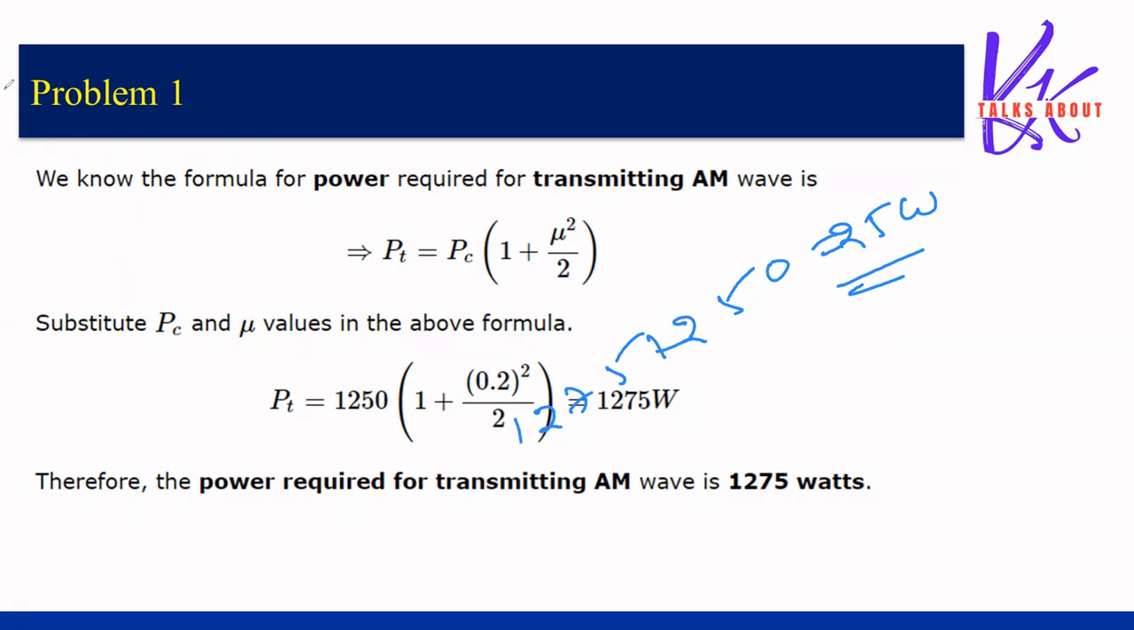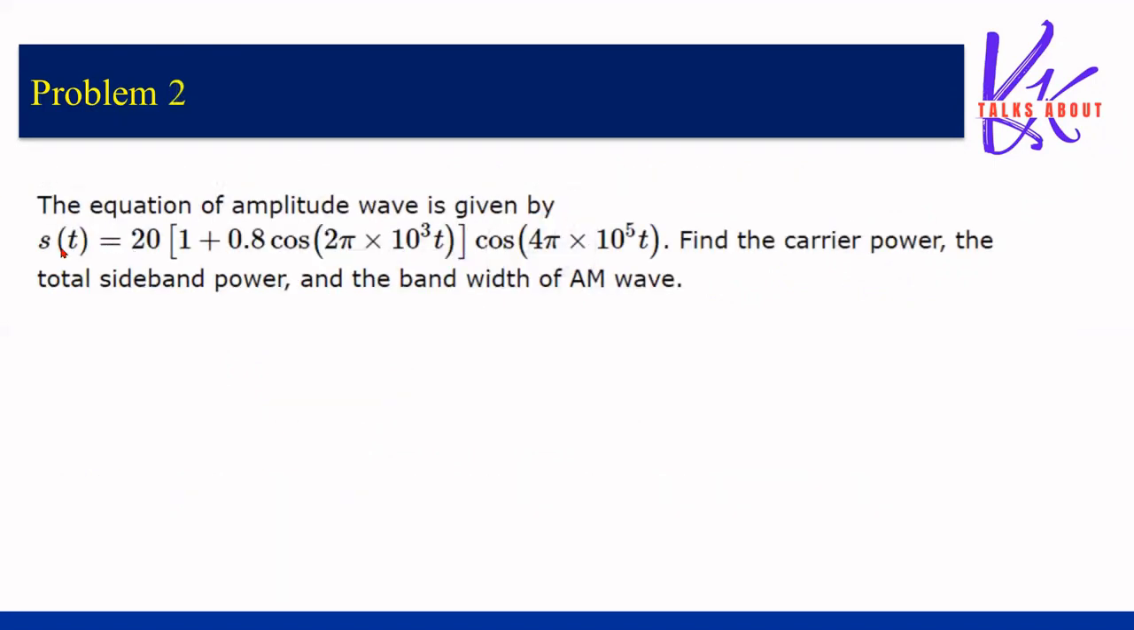So let us see one more example here. The equation of the amplitude modulated wave is given as S of t, directly. S of t is equal to 20 into 1 plus 0.8 cos of 2 pi 10 power 3 t into cos of 4 pi 10 power 5 t. He is asking us to find out the carrier power, that is Pc, the total sideband power, that is PUSB plus PLSB, and the bandwidth of your AM.